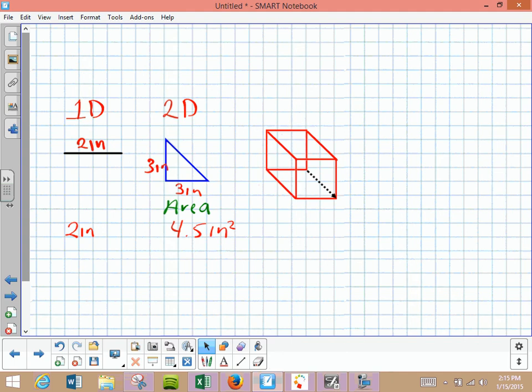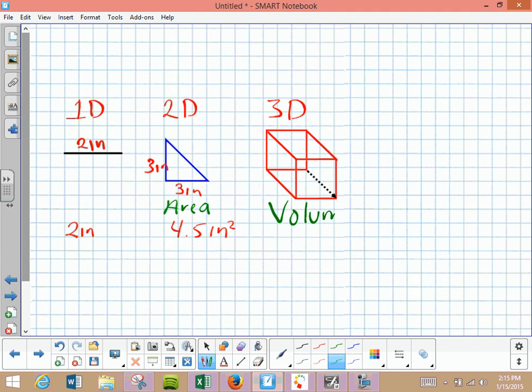All right. So that is going to be a, what kind of dimension? 3D, right? So we have a three-dimensional figure. And the most we can find with that is volume, correct? Yes. Volume. So let's pretend that the measurements are the following: this is 4 inches, and this is 4 inches, and this is 6 inches. So what is the volume? What do we do?